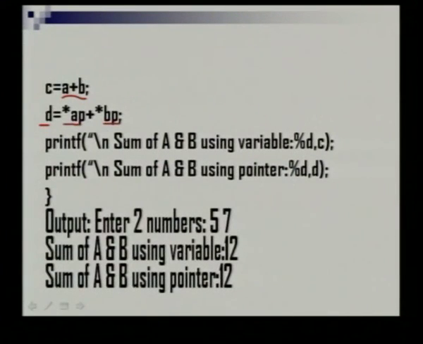I am entering two numbers 5 and 7, and the sum obtained by adding the common variables A and B is 12, and the sum that is obtained by adding their values using pointers is also 12. So this is how pointer variables are added in C.